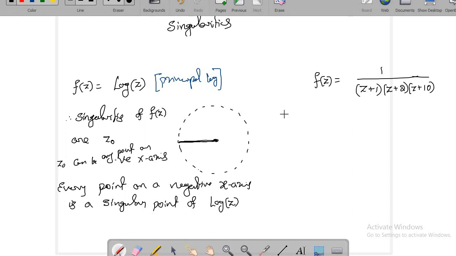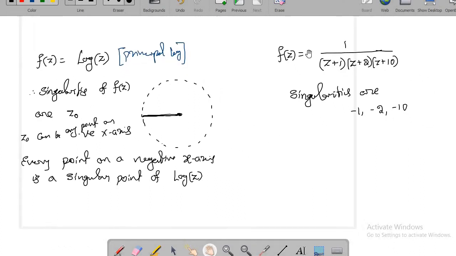Whereas on the other side, if you look at the singularities, the singularities are -1, -2, and -10. Okay, here there is a small similarity. The singularity is on the negative real axis, but here every point on the negative real axis is a singularity. So let me show how they are located. Let's say this is the negative x-axis. So here I can have -1 and then -2 and then -10. So this is how they are given. These 3 points are the only singularities of the given function.